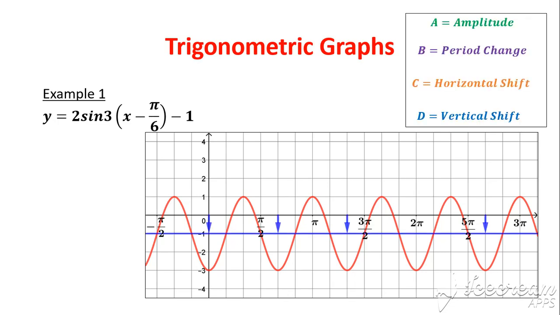Let's start with the vertical shift. You can see the graph has moved down 1 square vertically, so the vertical shift D is equal to -1. This graph has an amplitude of 2 squares, so A is equal to 2.